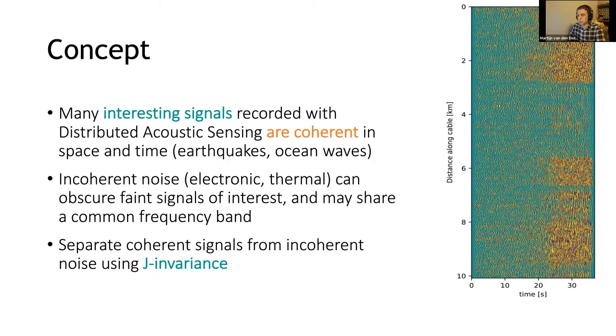So this is filtered between 1 and 10 Hertz. So we cannot really separate the signal from noise by traditional filtering techniques. But we can do this by leveraging the concept of what's called J-invariance.